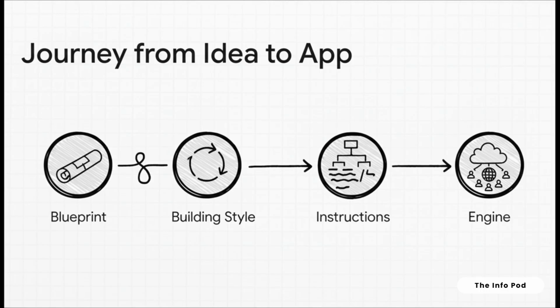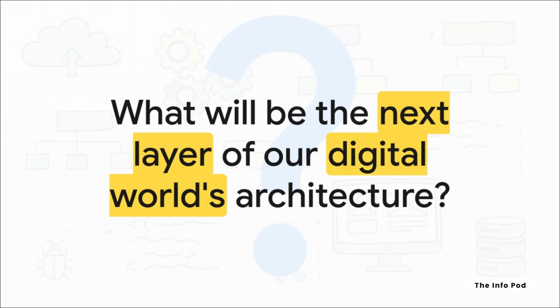You pick a building style, like Agile, so you can adapt to change. You write the instructions using algorithms and code. And then you run the whole thing on a global engine, the cloud, to get it out to the world. When you think about it, from the pure logic of a plan to the physical reality of servers humming away in data centers around the globe, our digital lives are built on these incredible, invisible layers. And it really makes you wonder, what's going to be the next layer of architecture that changes everything?